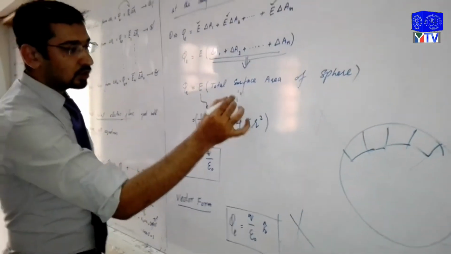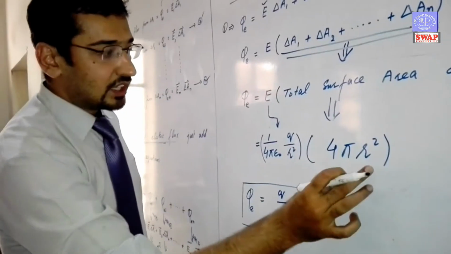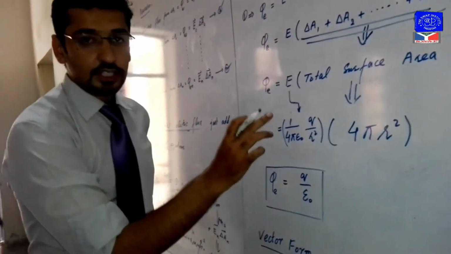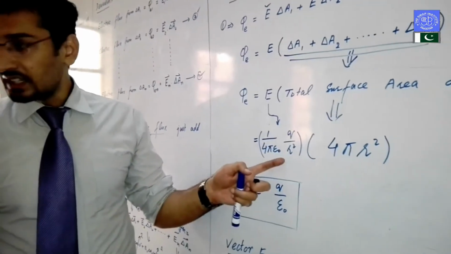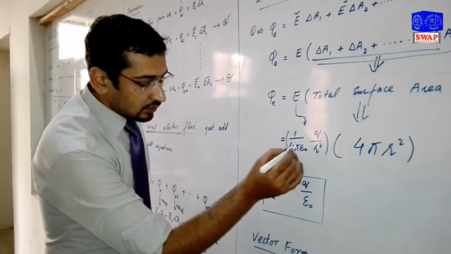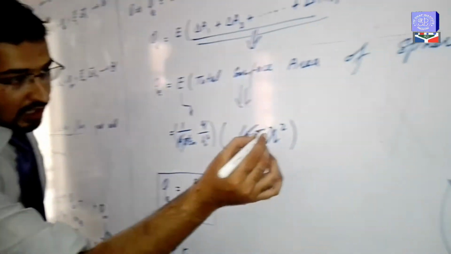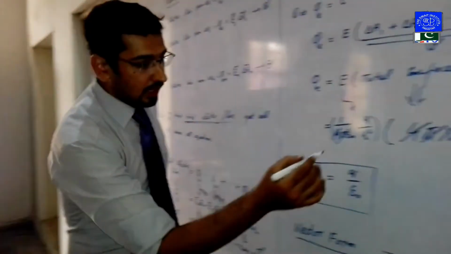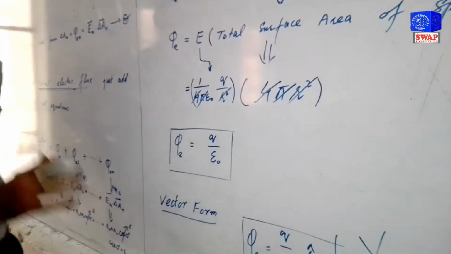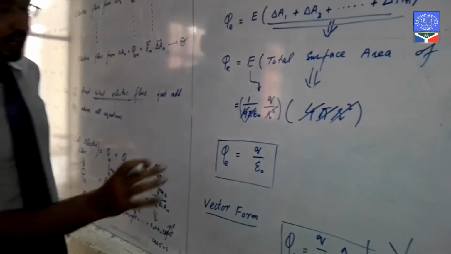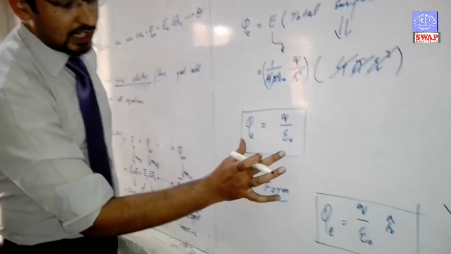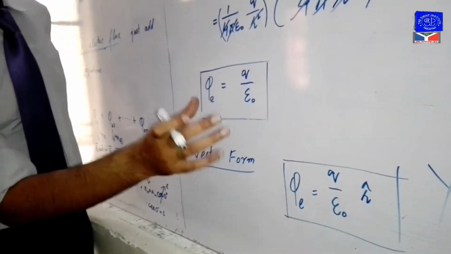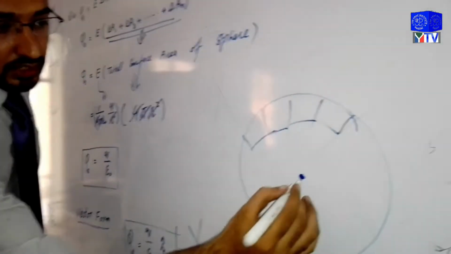So the total area of the sphere is 4 pi r square, and by the definition of electric field, we know that E is 1/4 pi epsilon naught times q/r square. So these are the same quantities and cancel out, and r square cancels with r square in numerator and denominator, and this one is the final result of electric flux due to a charge enclosed by any sphere: q/epsilon naught.